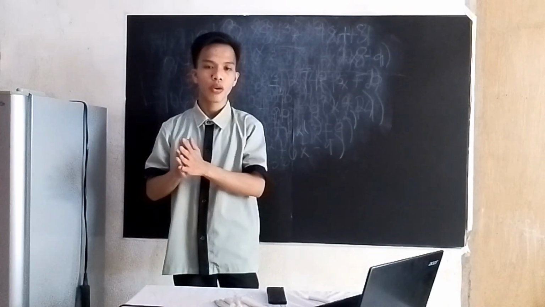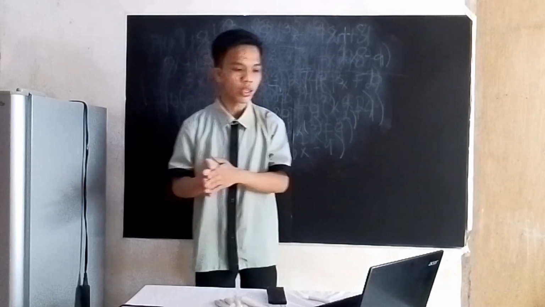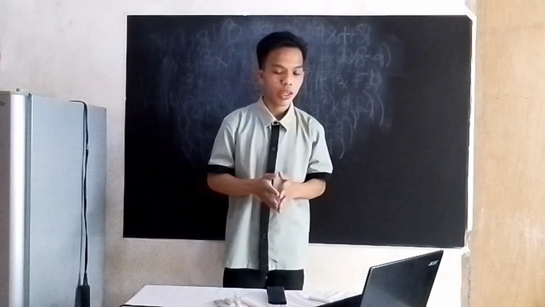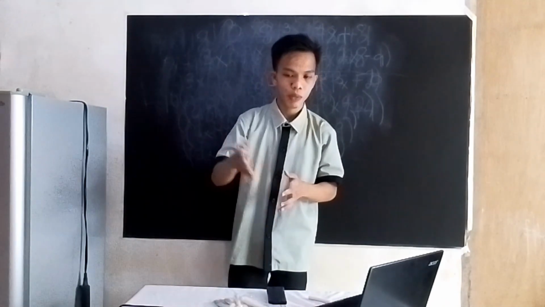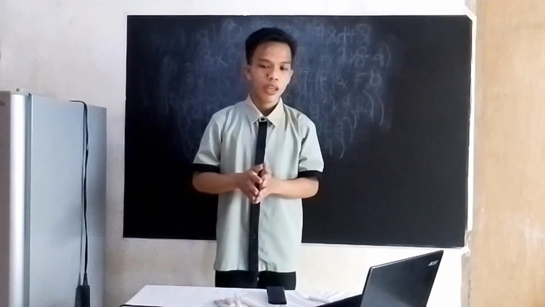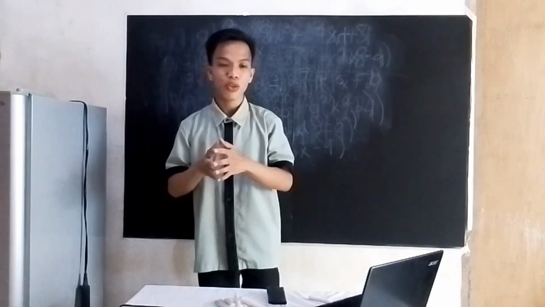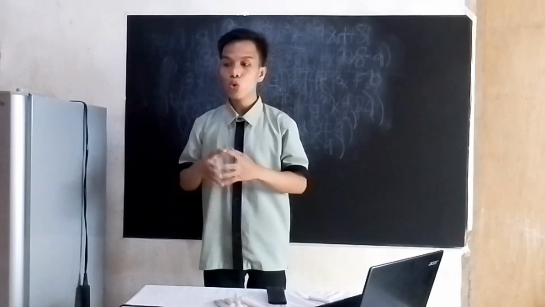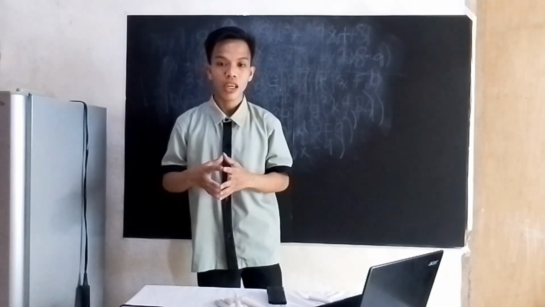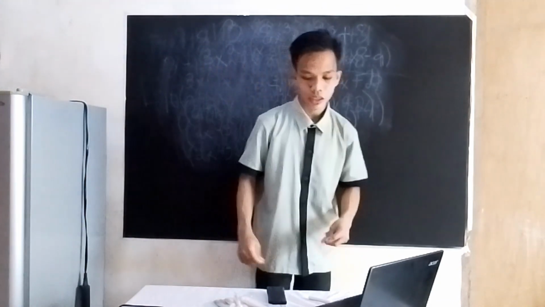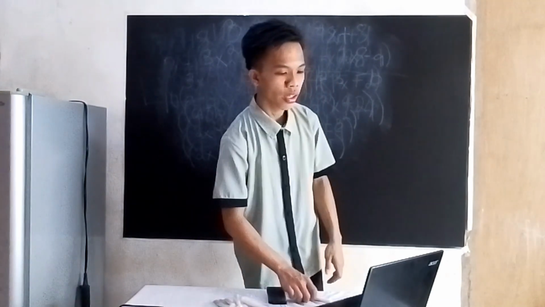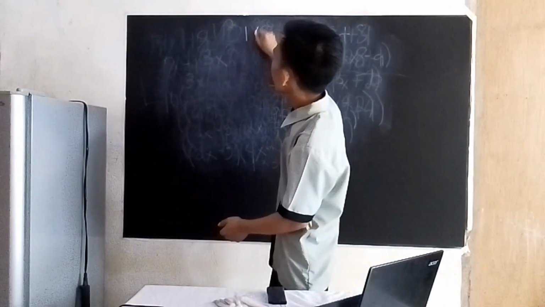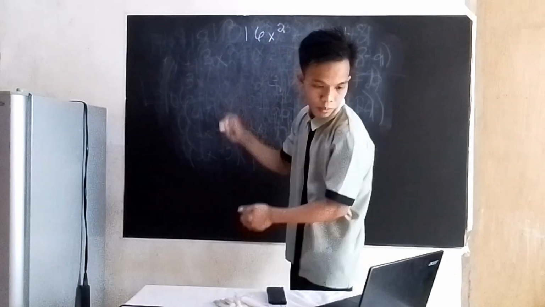So, what comes to your mind after hearing it? Yes, Marina. That's right. So, it is like the sum of two cubes and difference of two cubes, just that they are raised to 2, or they are perfect squares. That's right. So let's have an example here. For our example, we have 16x squared minus 1.